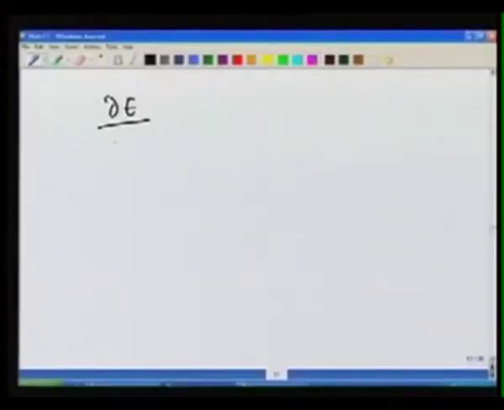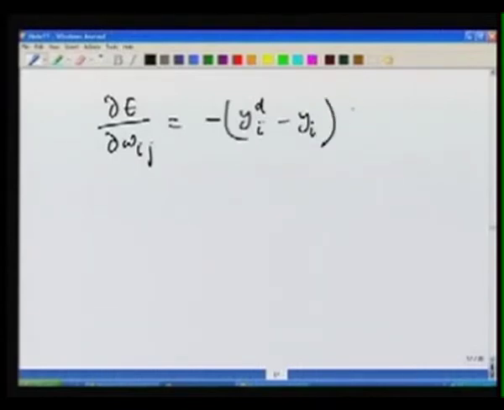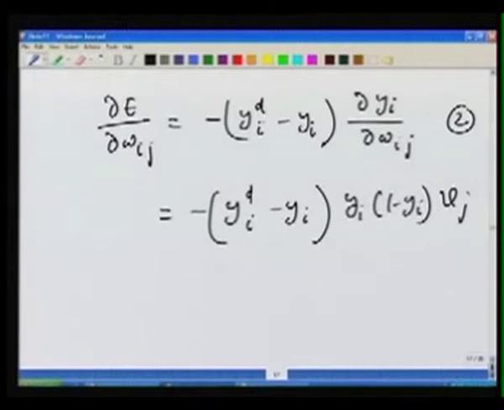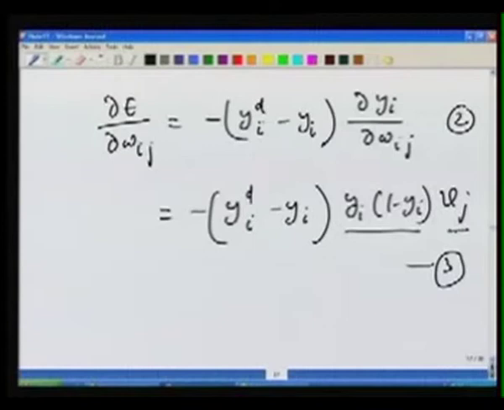So, we have now finally reached the solution, that is del E by del w I j is minus y d I minus y I into del y I upon del w I j, which was the equation number 2. So, that reduces to minus y d I minus y I into y I into 1 minus y I into V j. So, this is the final expression. This term comes from del y I upon del s I, and this term comes from del s I upon del w I j.